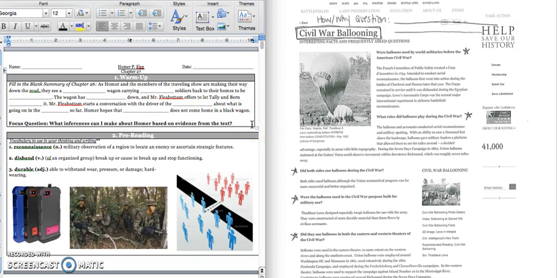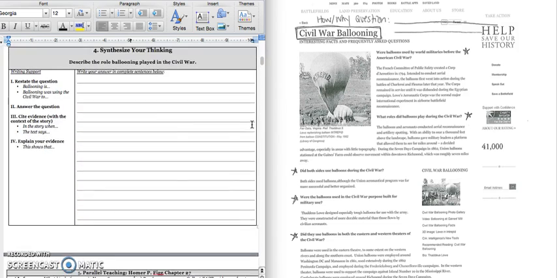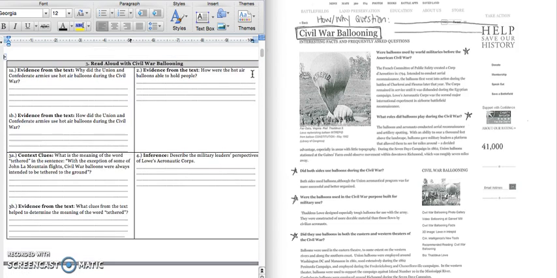Today in our parallel teaching lesson, we're going to focus on what inferences we can make about Homer based on evidence from the text. But when you're reading your educated, you're going to be collecting evidence about the role that ballooning played in the Civil War. So our focus for educated is different than our focus for the whole group lesson.